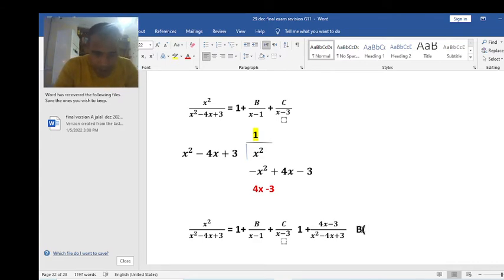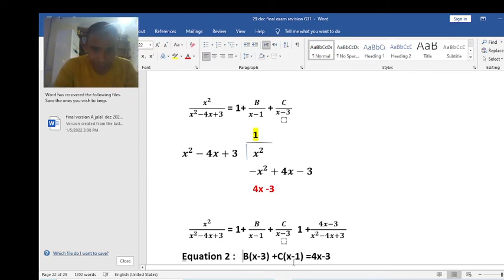We will make here B times x minus 3, plus C times x minus 1, then I will close the parentheses. This one should be equal to 4x minus 3. I will label this as equation number 2, equation 2, okay.